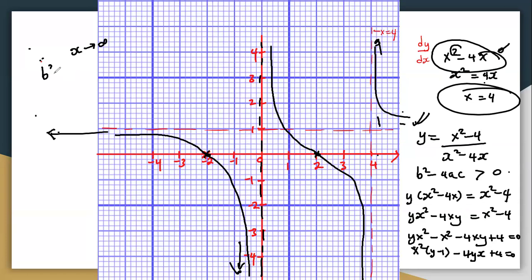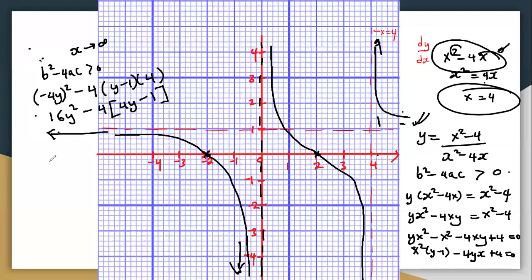So when I come here, I will say b squared minus 4ac greater than 0. Our b squared, I will take the negative 4y squared, minus 4 into a, which is y minus 1, into 4. So here you end up with 16y squared minus 4 into 4(y minus 1). When you continue, you have 16y squared minus 16 of y plus 4 greater than 0.